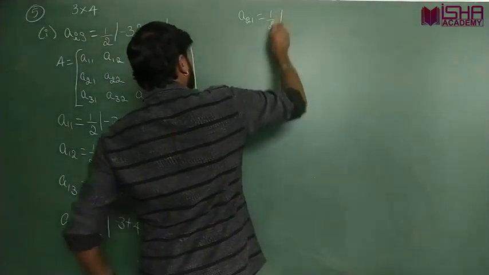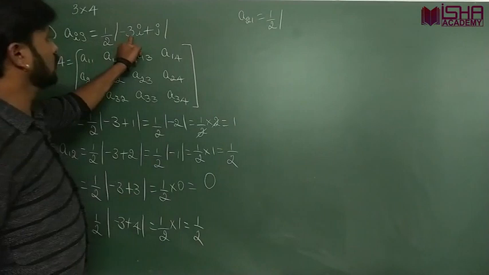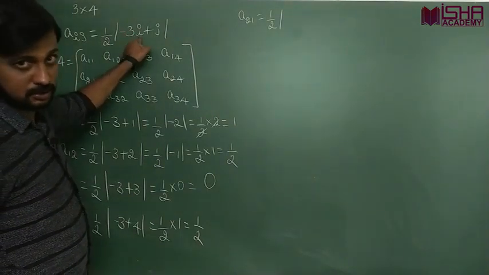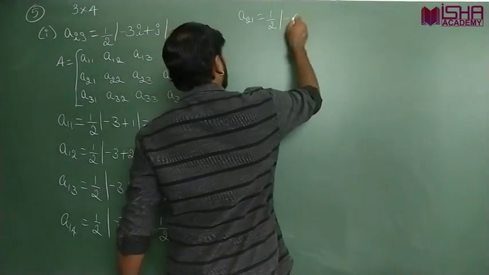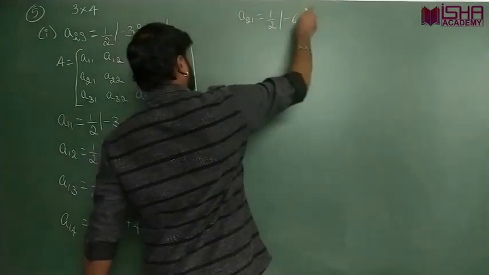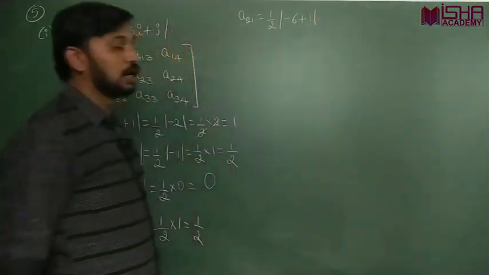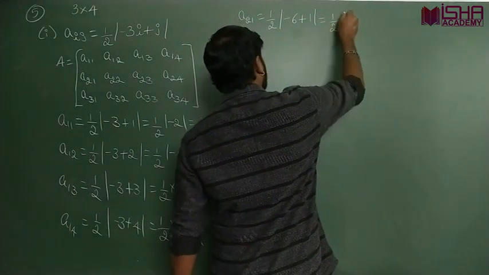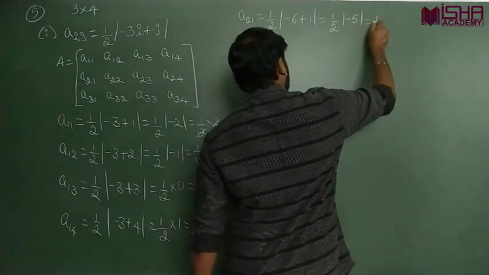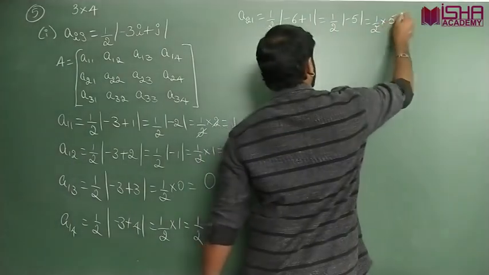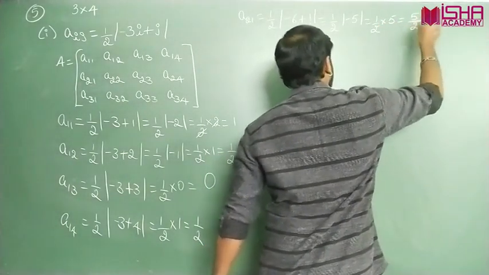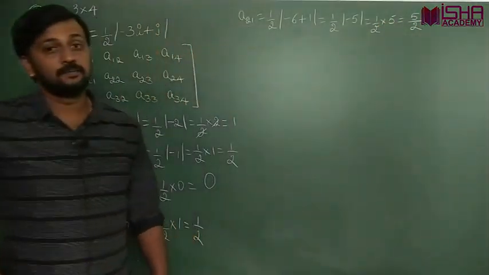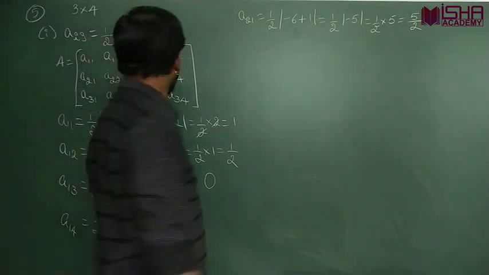1 by 2 into modulus of minus 3 into i; putting 2 for i gives 6. So minus 6 plus j, where j equals 1, gives minus 5, and modulus of minus 5 is plus 5. So the answer is 5 by 2. Clear? Now tell me the next element.